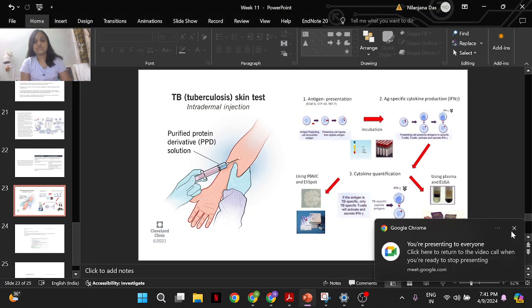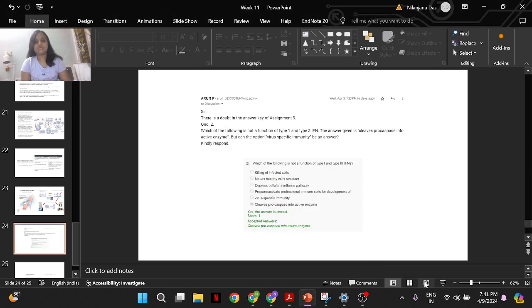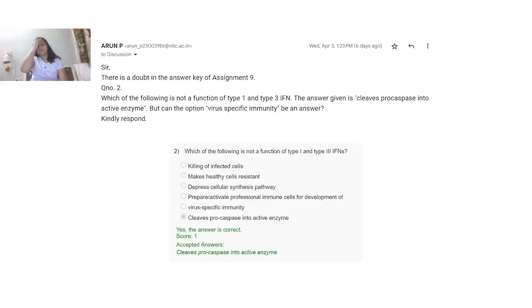Okay, so two doubts were there. For example, Arun asked a question. He had a doubt in the answer key of assignment 9, question number 2. The question was which of the following is not a function of type 1 and type 3 interferon, and his doubt was: the answer given is cleaves procaspase into active enzyme, but can the option virus specific immunity be an answer?